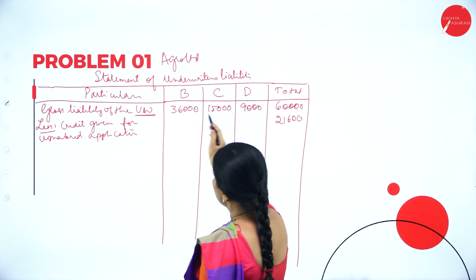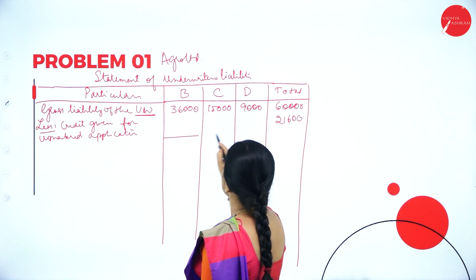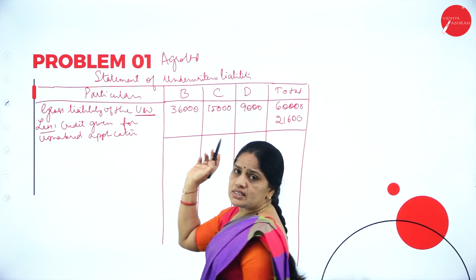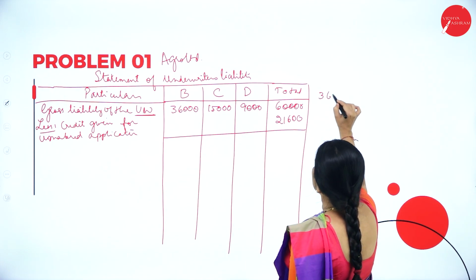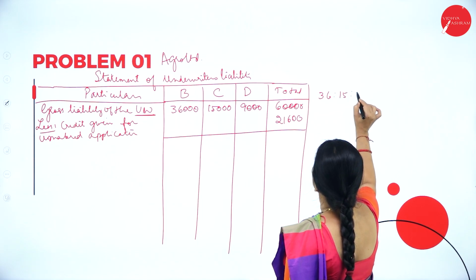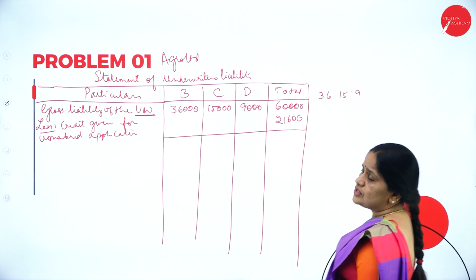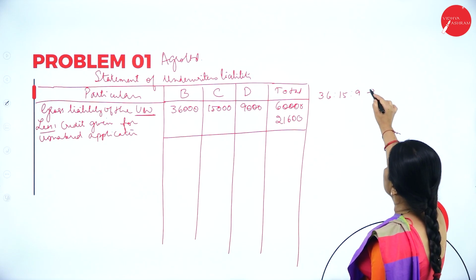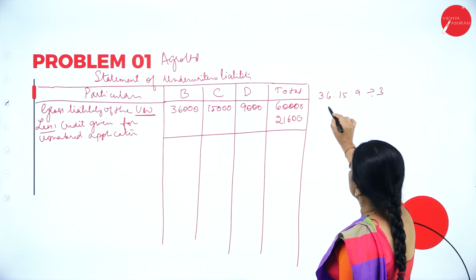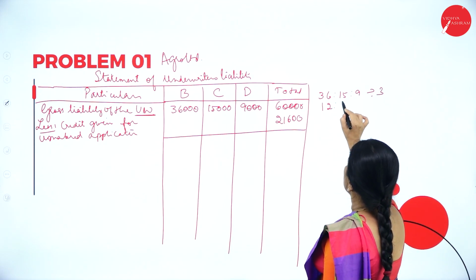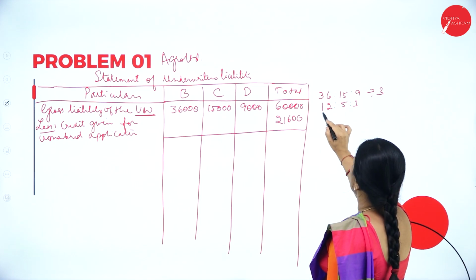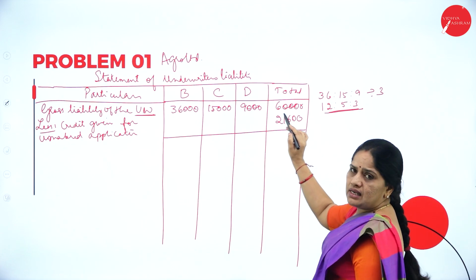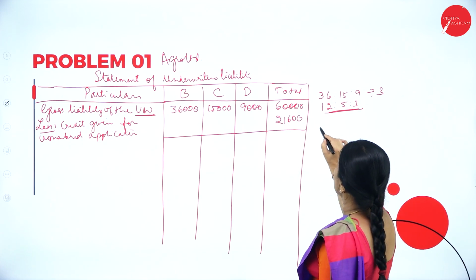So I have to divide this 21,600 in this ratio: 36 is to 15 is to 9. When I simplify, dividing by 3, 3 ones are 3, 3 fives are 15, 3 threes are 9. So the ratio is 12 is to 5 is to 3, and I have to divide this 21,600 in that ratio.